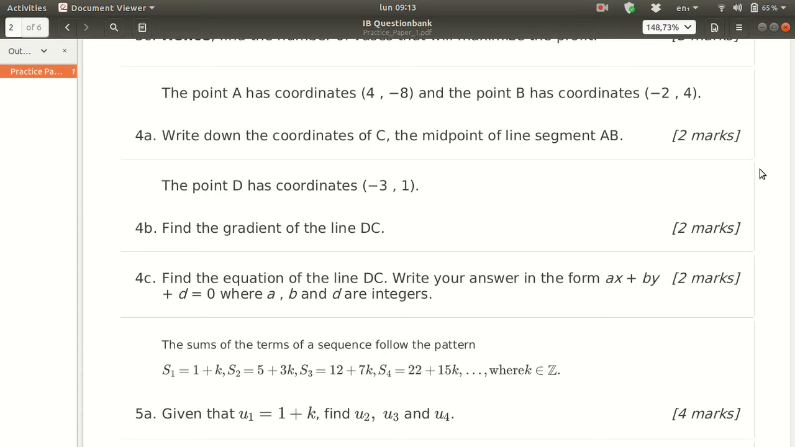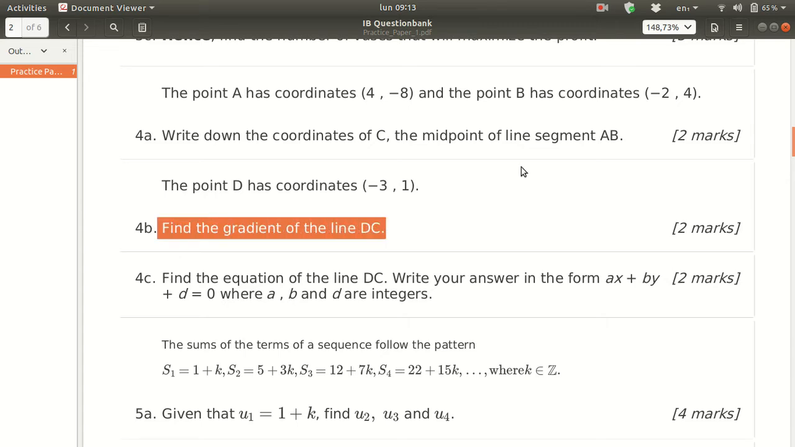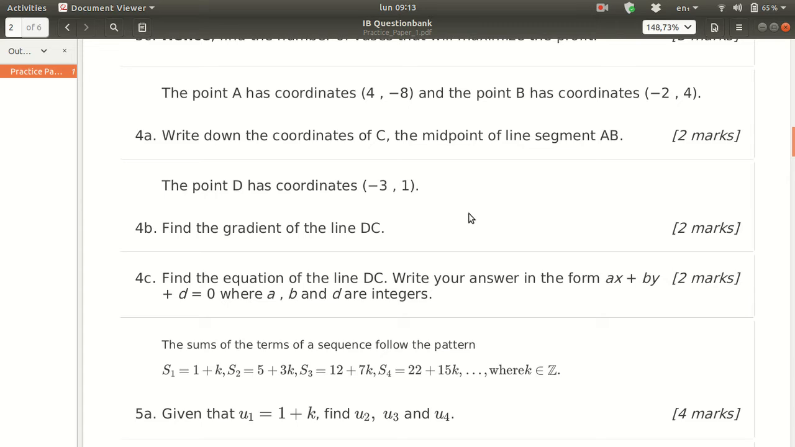First of all, we're finding the equation of the line DC. So we need the slope, and the slope was found in the previous question. The slope is negative 3 over 4. Another thing that we need is a point that we can plug into the equation. We can either use point D that they give me directly here, or I can use point C that I found in part A. Either point would be fine.